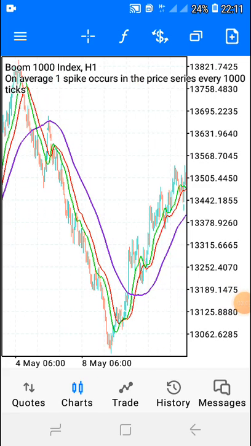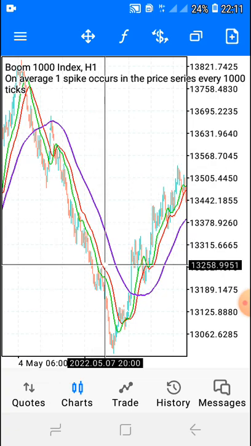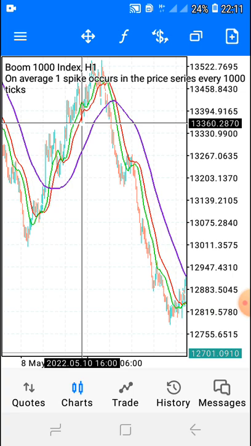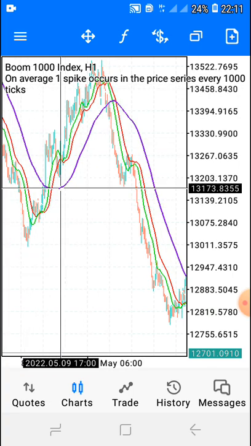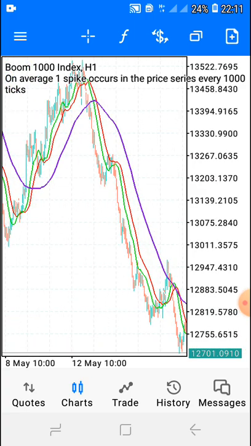Okay, so as you guys can see over here, it was moving in a small uptrend, so you could have taken sells over here. Over here you could have taken buys because it was moving in a small uptrend, and over here a downtrend. Then it moved in a small downtrend. Okay, as you guys can see, and it's still moving in a downtrend.